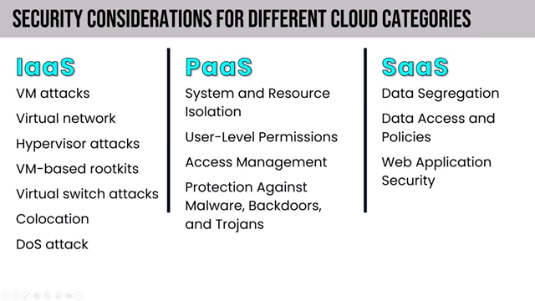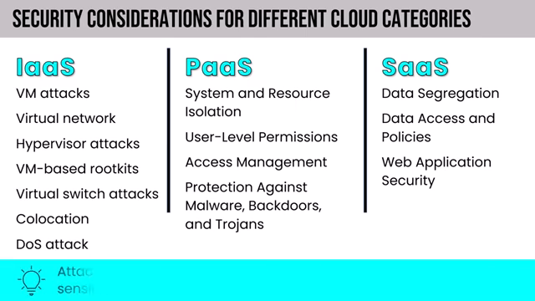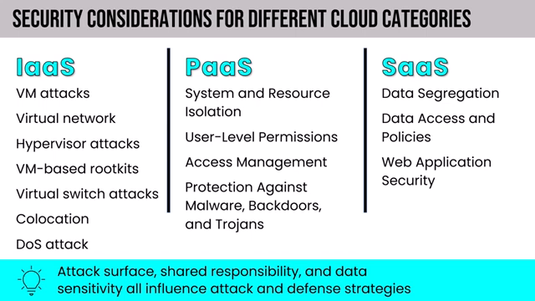Notice here, as we move from IaaS to PaaS to SaaS, the list of considerations gets shorter. And if you remember back to the shared responsibility model, the customer has the most responsibility in the IaaS category, and the cloud service provider takes on more and more responsibility as we move to the right. So your considerations are fewer as we move from left to right on this page. The attack surface, shared responsibility, and data sensitivity all influence attack and defense strategies. But if you go back to the shared responsibility model, it makes sense why we see fewer concerns as we move from left to right on this chart.